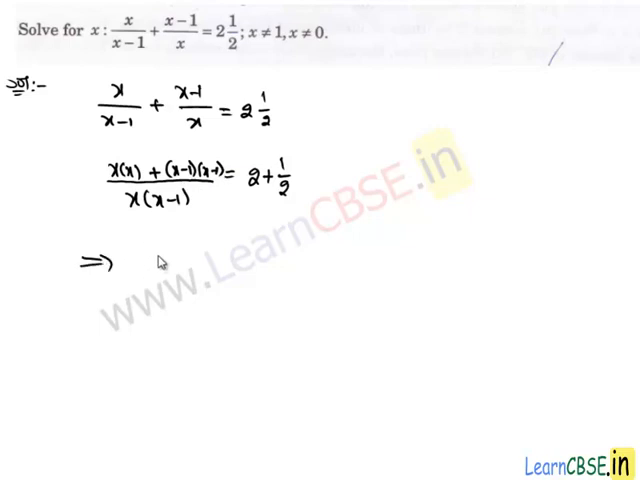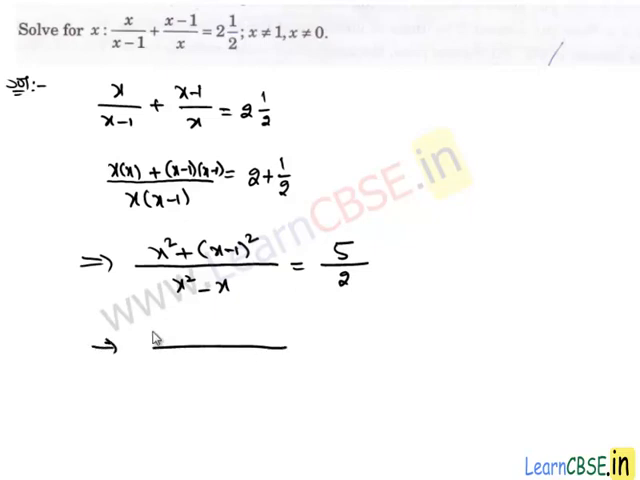On simplifying, we get x square plus x minus 1 whole square. In denominator, x times x is x square, x times negative 1 is negative x, and on RHS we have 2 is LCM, 2 times 2 is 4, and 4 plus 1 is 5, which is our numerator. Now we simplify numerator. Here x square plus x minus 1 whole square is x square minus 2x plus 1, and in denominator we have x square minus x, which is equal to 5 upon 2.